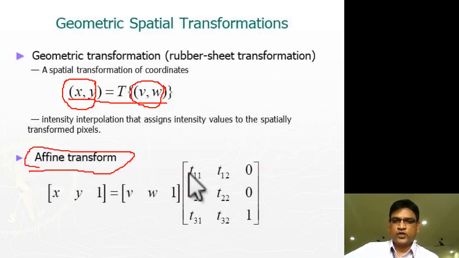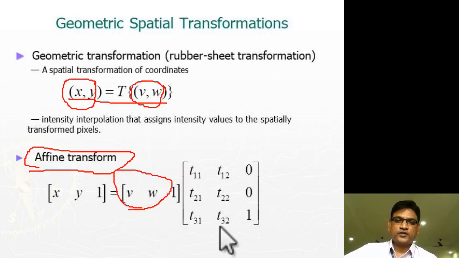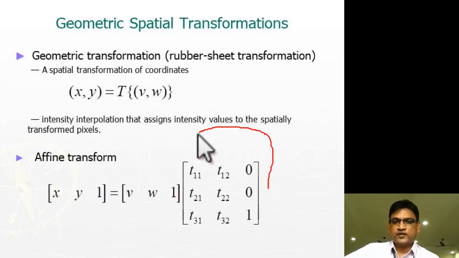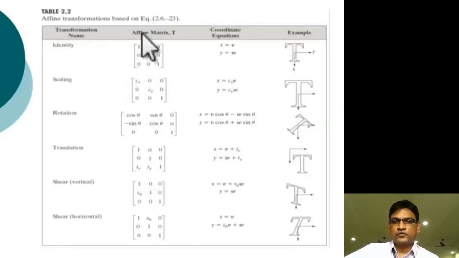And here, depending upon the values of t, we can perform translation, we can perform scaling, or we can perform rotation of the input coordinates v and w. These are some examples we can observe, and these are the affine transformation matrices. As I said earlier, depending upon this transformation matrix, we can perform several types of operations: rotation, shifting, translation, and so on.